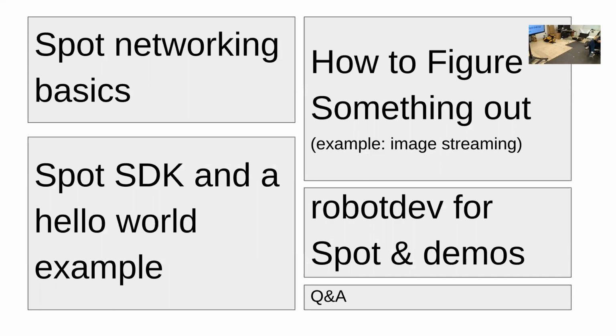So there are a few things I want to talk about. Starting from the very basics of networking, like just how to connect to the robot, and then how to use Spot SDK, like what it is. The Spot SDK is the package that Boston Dynamics provides to you to interface with the functionalities on the robot, and then walk through a Hello World example. And then I try to talk about how to figure something out, besides having the impression of what Spot SDK looks like. If you have something that you want to do with Spot, how would you go about figuring that out?